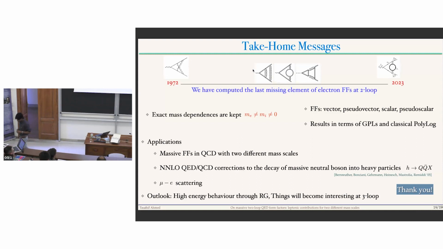So Swain Mock and his collaborators did discuss something related to that, but we still need to work on it in order to get this done. And things will also become interesting at the three-loop level, particularly for the pseudo vector part, which will give rise to certain interesting things, we think. So, thank you very much for your attention.